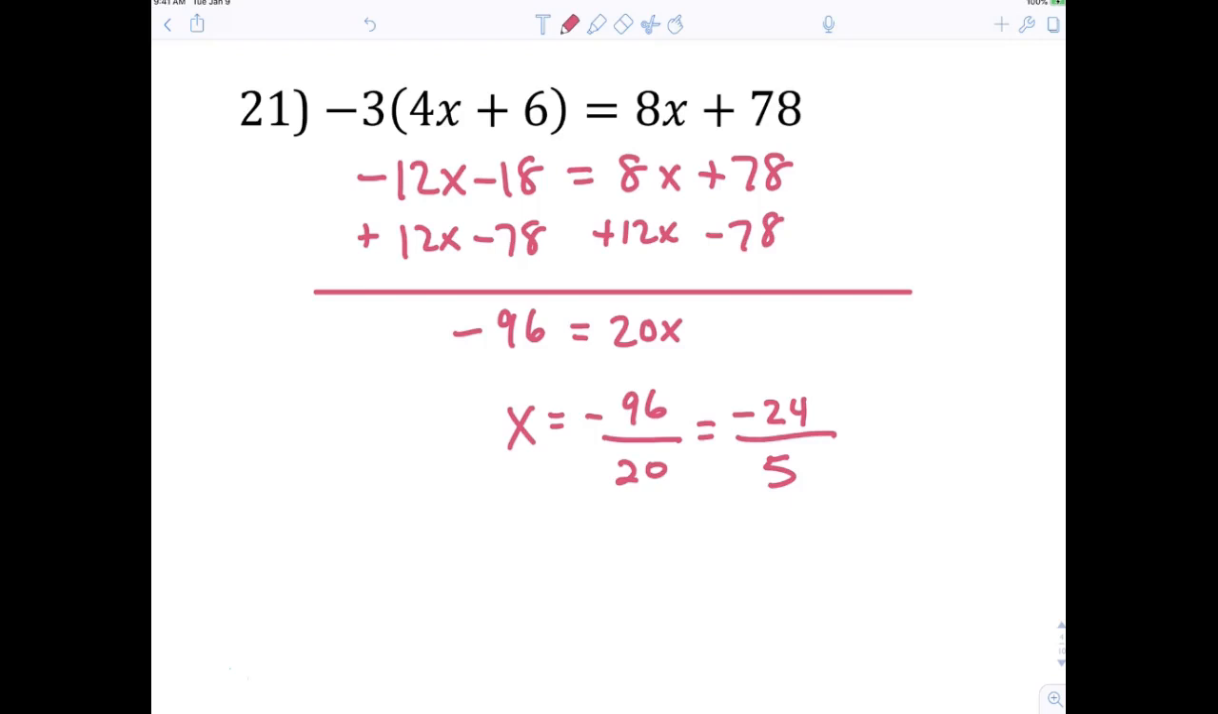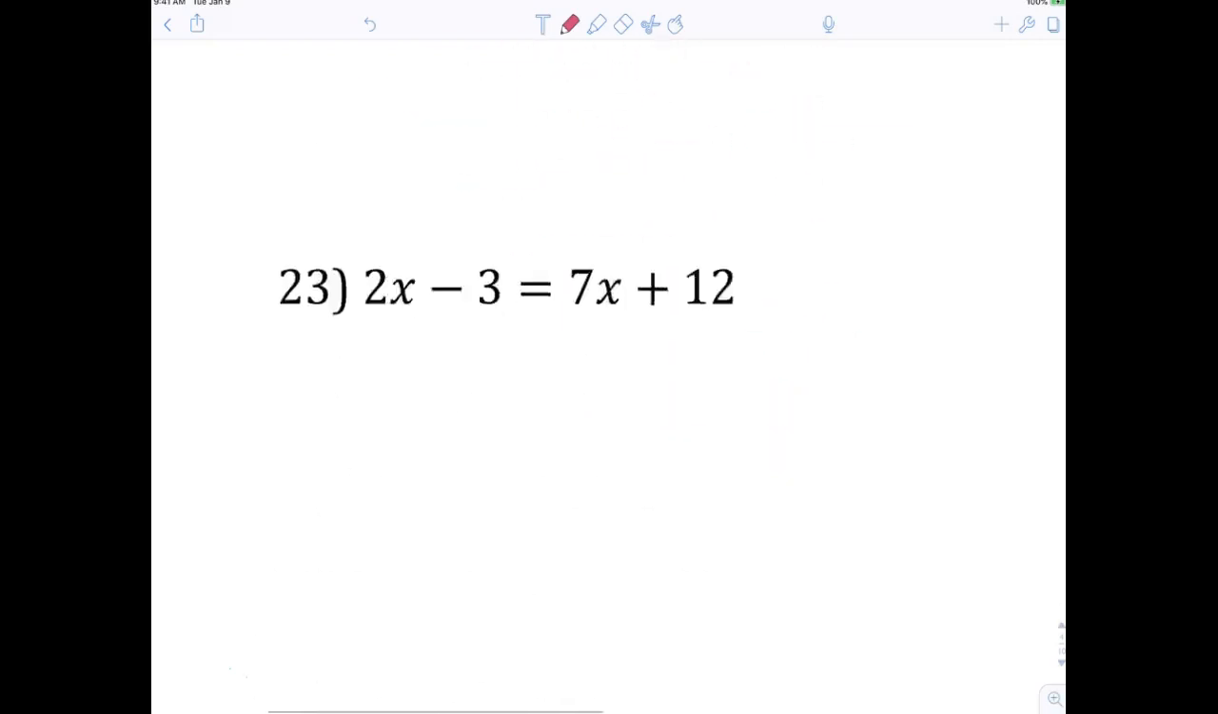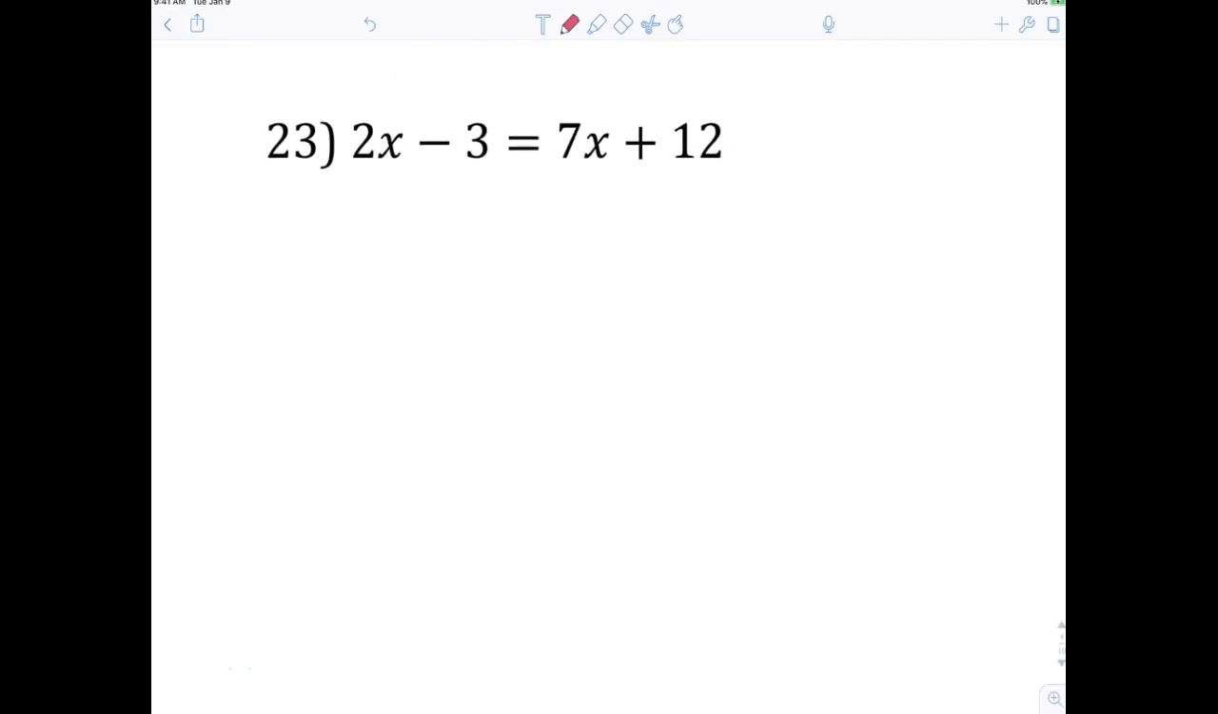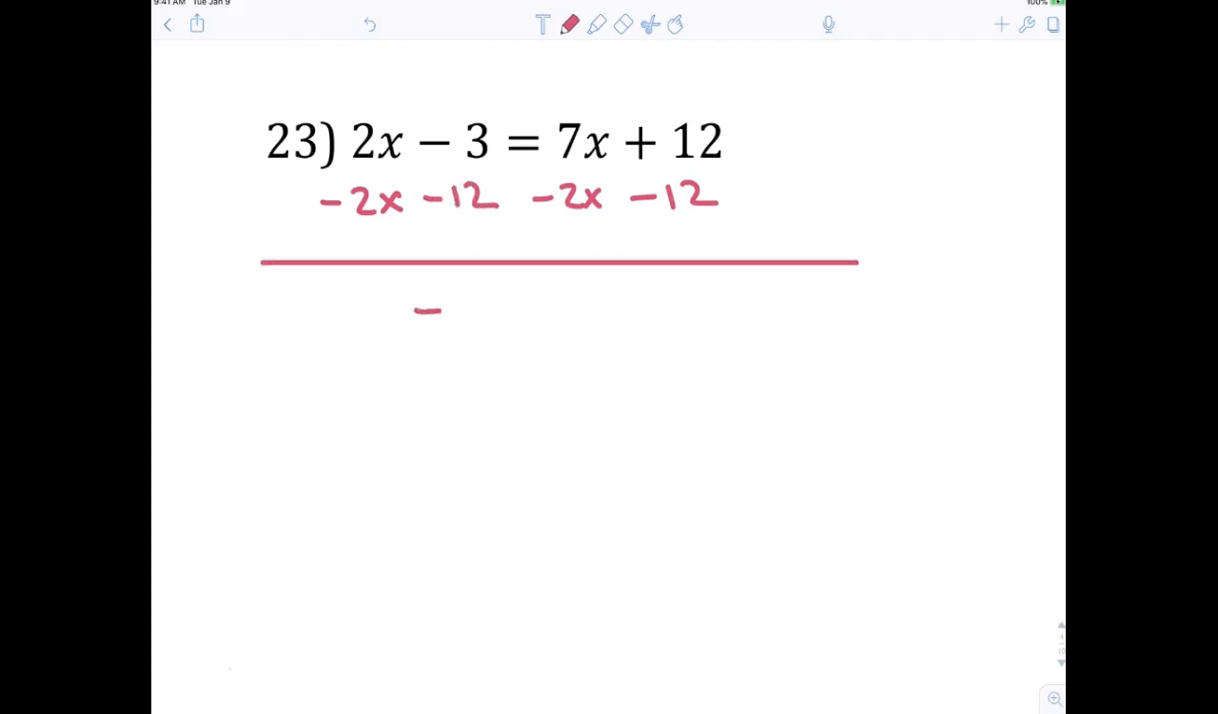You good, Thomas? All right, let's check out 23. Again, I'm trying to keep my variable positive. So, hey, Coleman, we're up here. Subtracting 2x, subtracting 2x, minus 12, minus 12. Negative 15 equals 5x. Thank you. x equals negative 3. Beautiful. You okay with that completely?